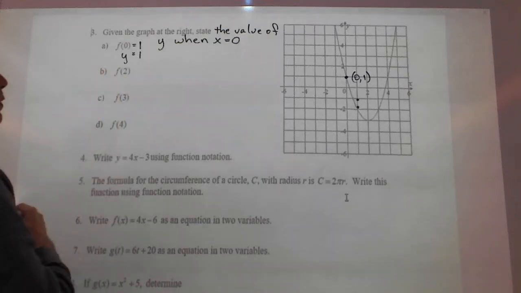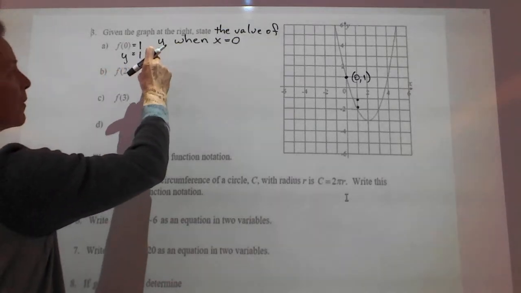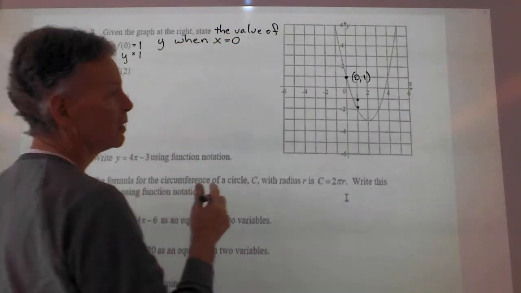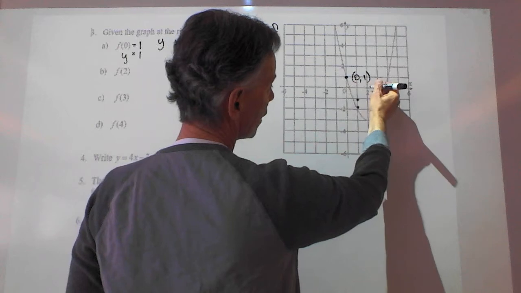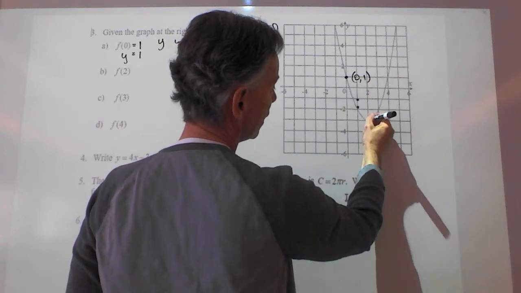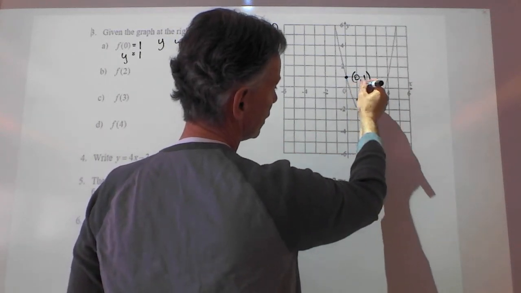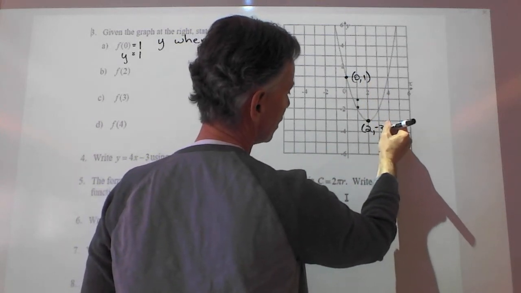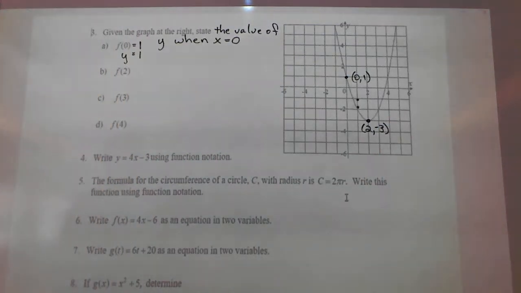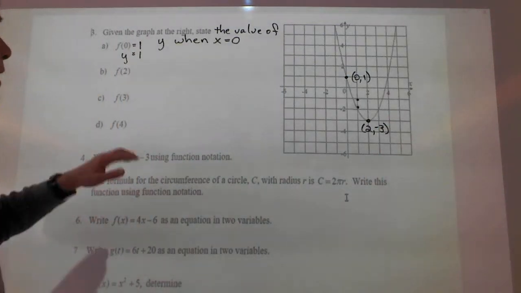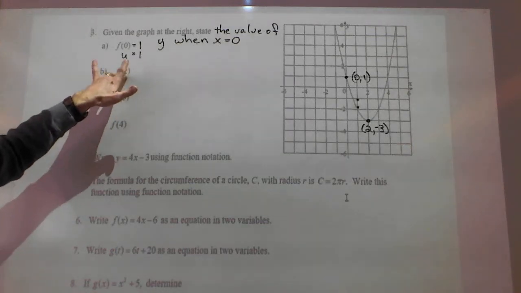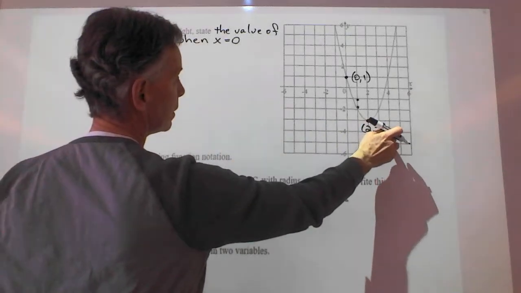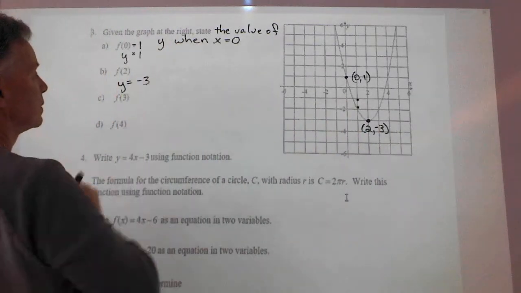What about b? Well, it says f at 2. Again, you're looking for the value of y when x equals, in this case, 2. So let's do that. Go across to 2 on the x-axis. This point is 2 across and 3 down. So this one would have the ordered pair 2 and negative 3. What does that mean? The value of y when x equals 2 is right there, negative 3.